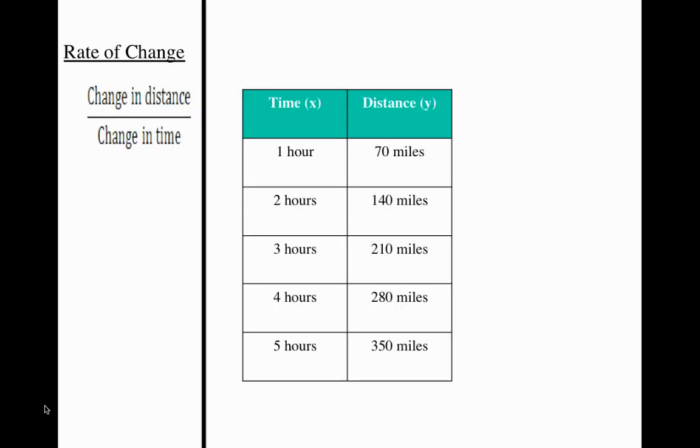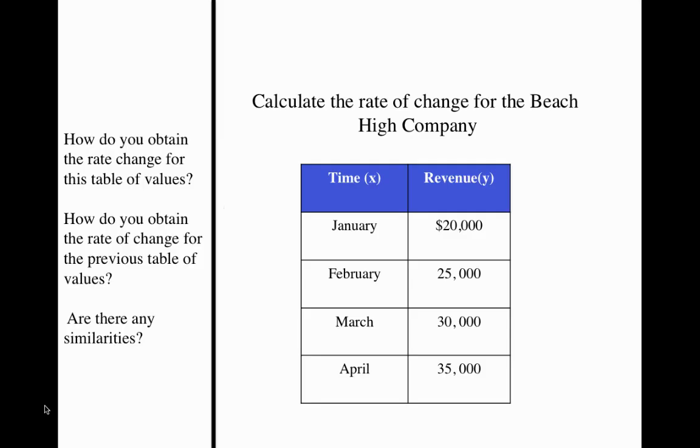What happens when you drive for 1 hour and it's 70 miles? 2 hours is 140 miles, and 3 hours, and so on. The next graph is in January you have $20,000 in revenue. February is $25,000. So how do you find the rate of change? You find the difference between the Y values. On this one it is $5,000.